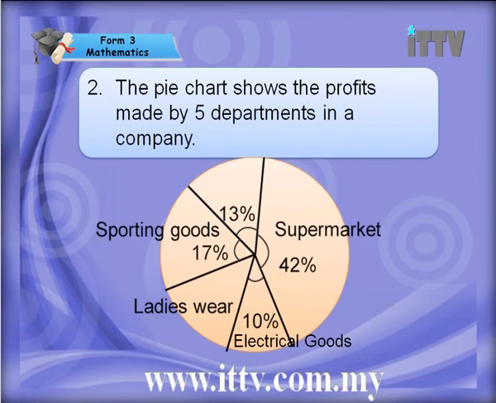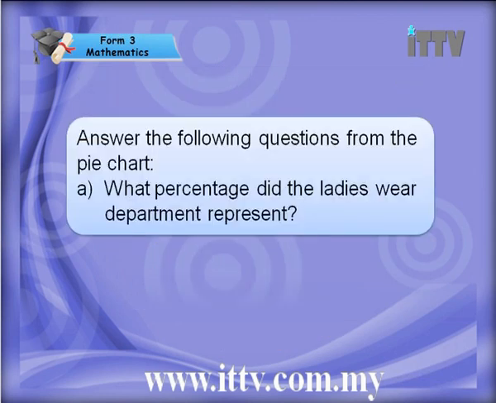The pie chart shows the profits made by 5 departments in a company. So we are dealing with profits made by 5 departments. If you look into the pie chart, we have 5 departments. Firstly, supermarket 42%, electrical goods 10%, ladies wear unknown, sporting goods 17%, men's wear 13%. Now, what is the question? Answer the following questions from the pie chart. A. What percentage did the ladies wear department represent?